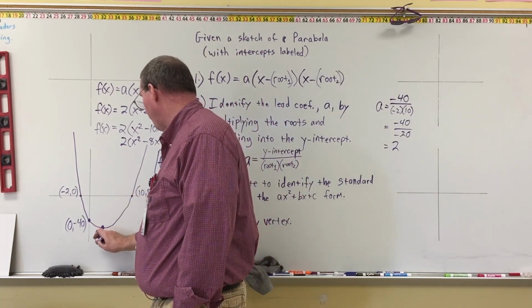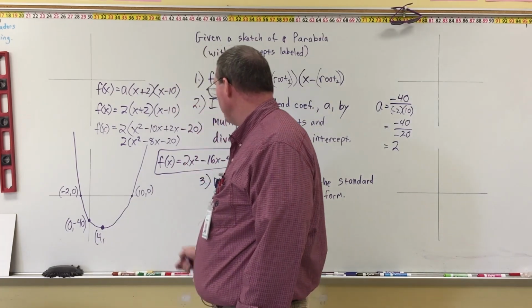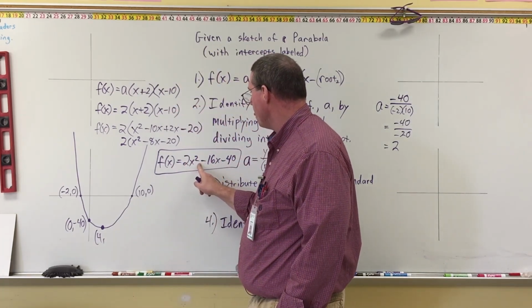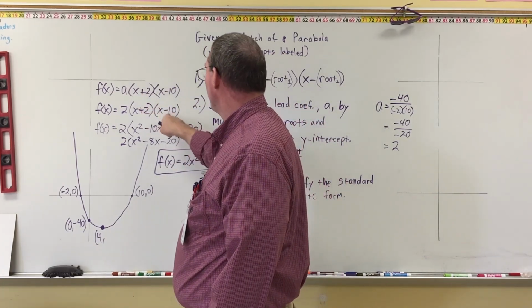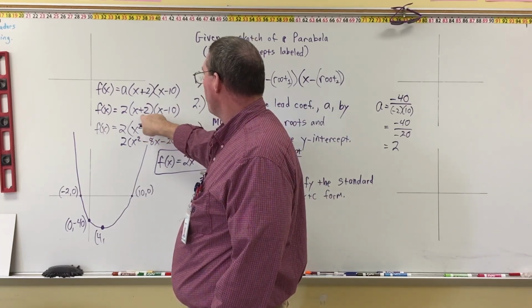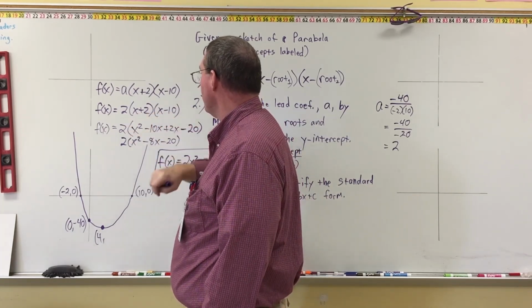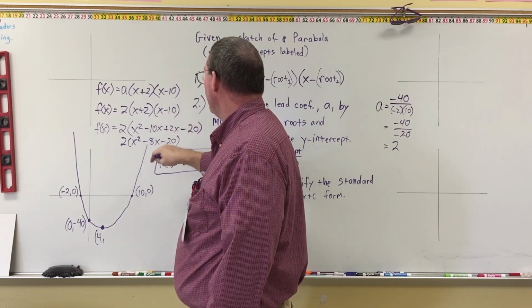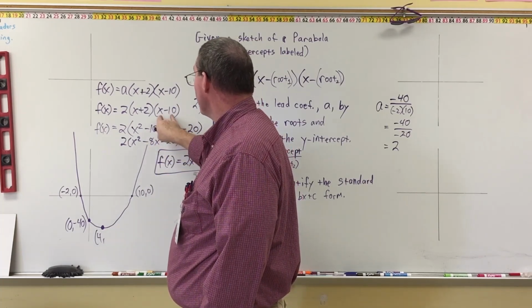Therefore, this is going to be (4, comma. Now we're going to plug 4. We can either plug it in here, or we can plug it into the factored form. Let's plug it into the factored form. 4 plus 2 is 6, so this is a 6. 4 minus 10 is negative 6, so this is a negative 6.